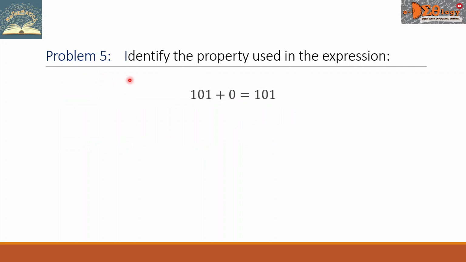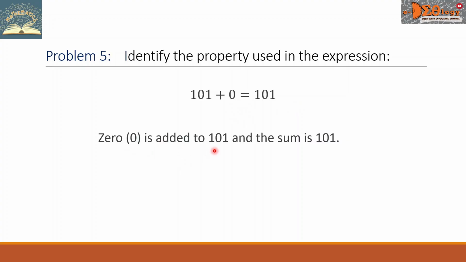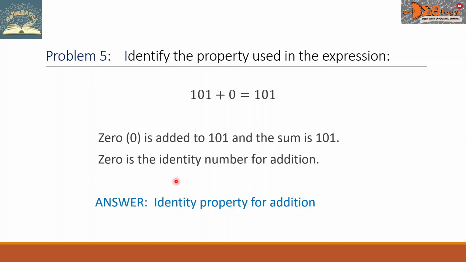Problem 5. Identify the property used in the expression 101 plus 0 equals 101. We can see here that 0 is added to 101 and the sum is the same number, 101. Note that 0 is the identity number for addition. So for this, the answer is we use the identity property for addition.